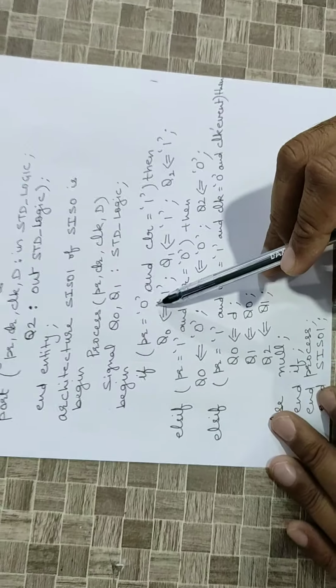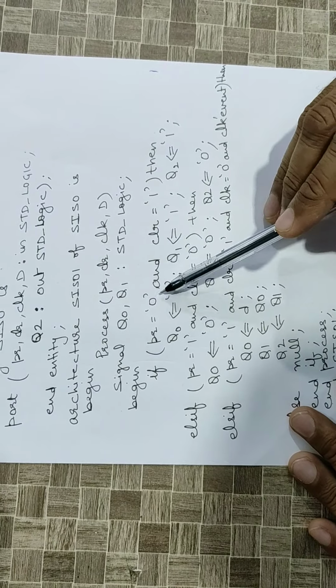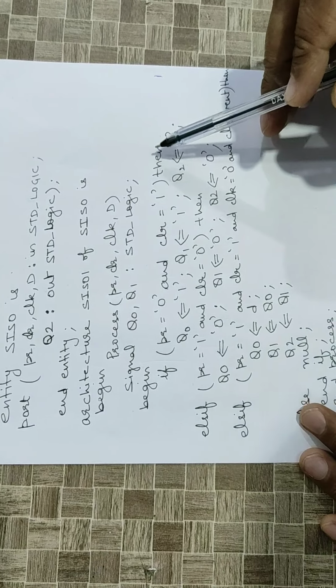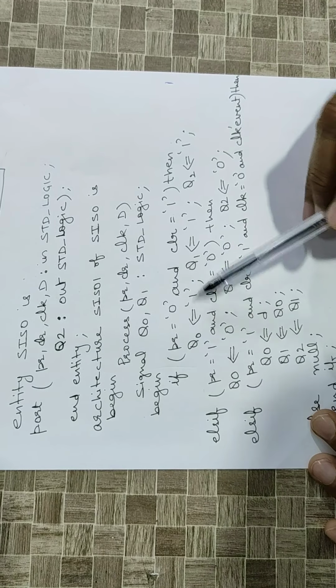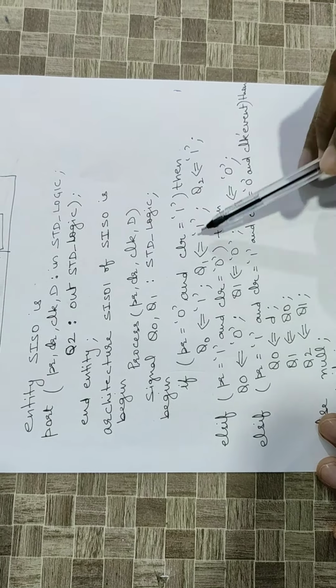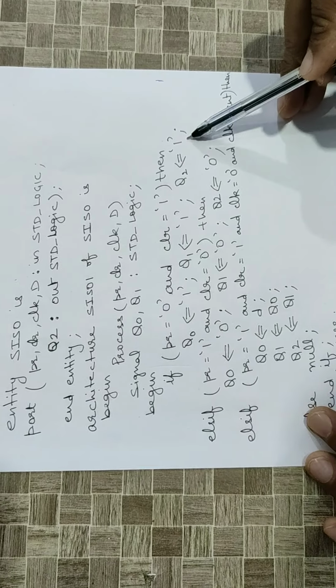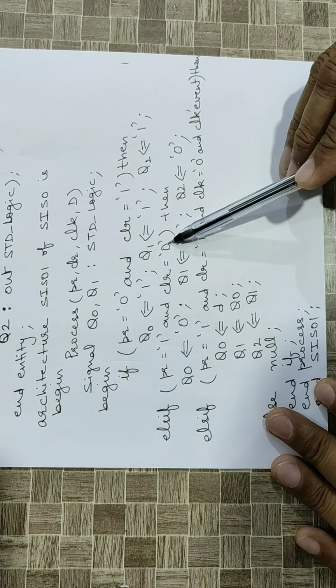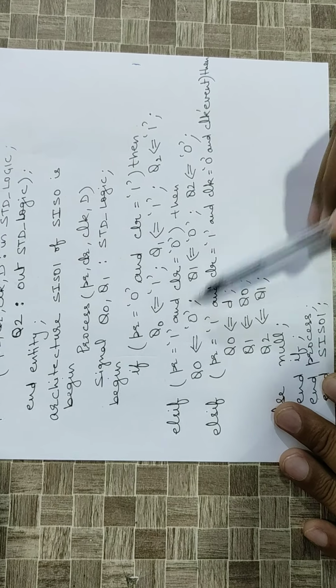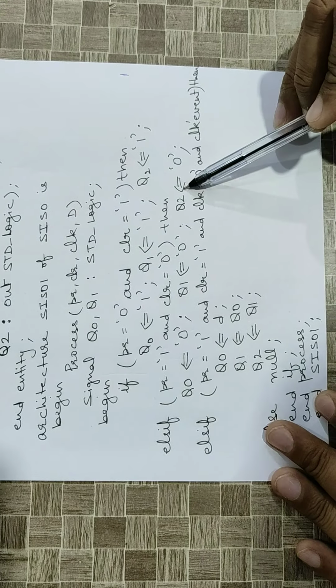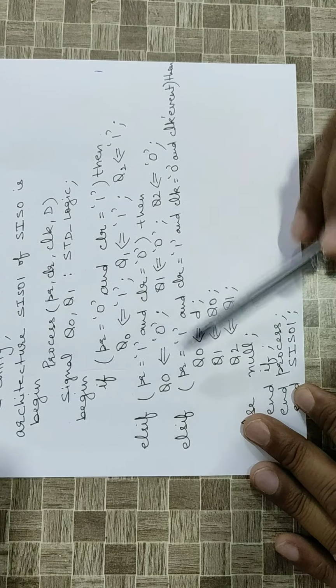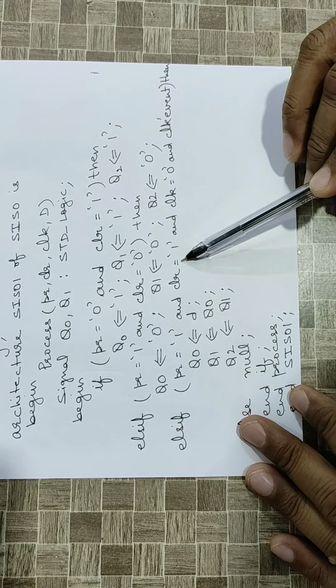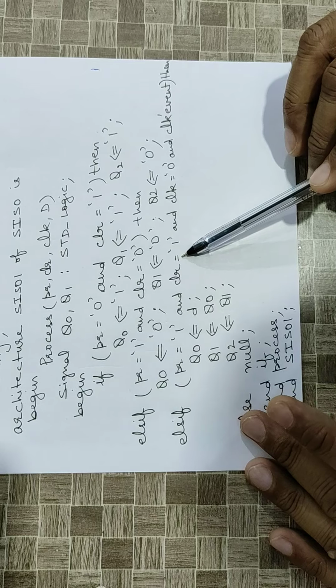Then begin. The first condition is: if preset is 0 and clear is 1, then the output will be 1, so Q0 is 1, Q1 is 1 and Q2 is 1. Else if preset is 1 and clear is 0, then Q0 is 0, Q1 is 0 and Q2 is 0. Else if preset is 1 and clear is 1, in that case it will work as a normal flip-flop.